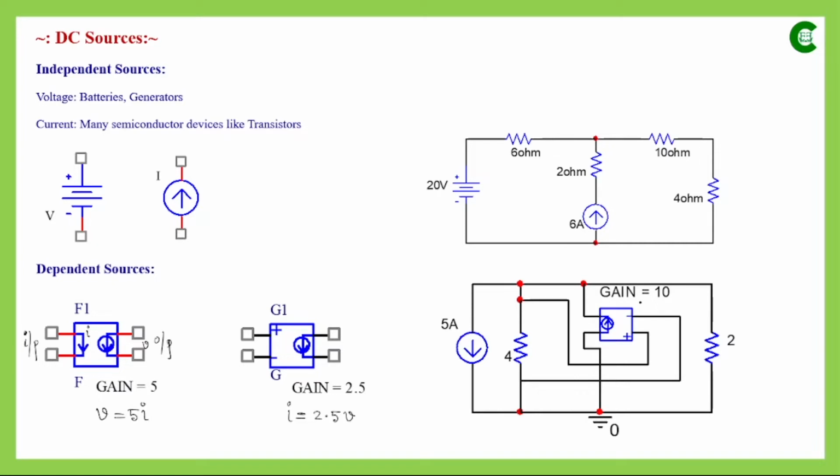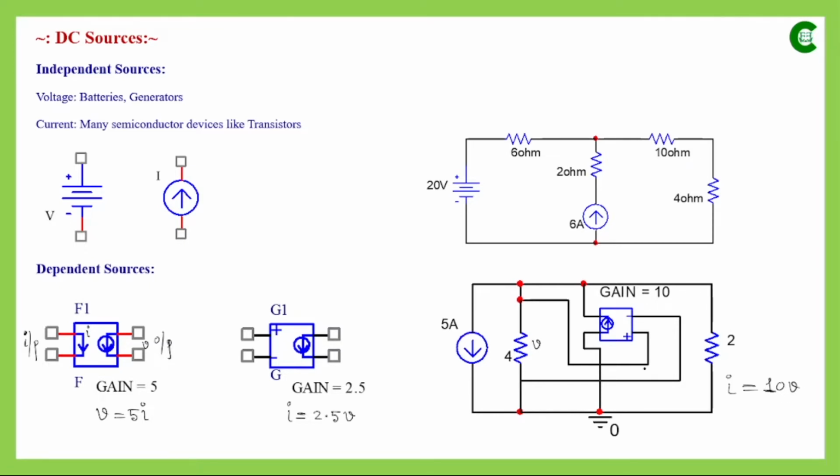we get the current of this current source. Here the gain is given as 10, so if the value of this current source is represented as I, then I will be 10 times the voltage drop. If that is, suppose, V, then I will be 10 times that V.